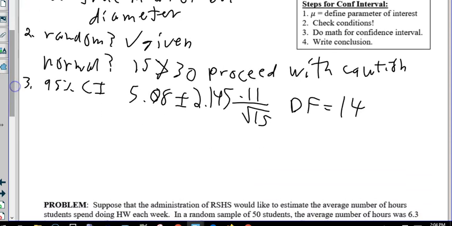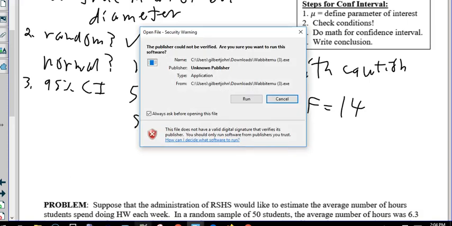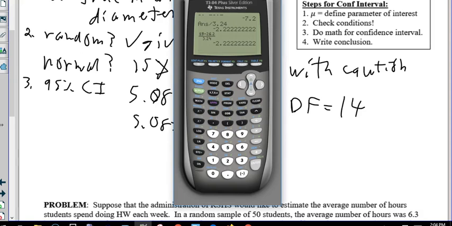Alright. Now, we just do the math. 5.08 plus or minus. If I crunch these numbers, take your calculator. The easiest way to probably do it is 0.11 divided by square root 14. Get that number. Then multiply that by 2.145. And you get that big long number. We're going to round it to 0.06.